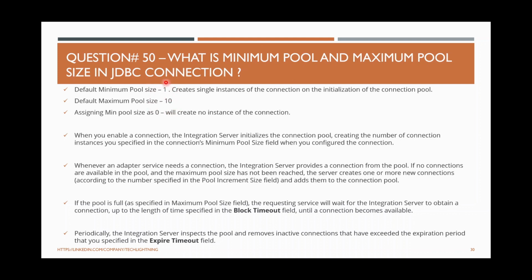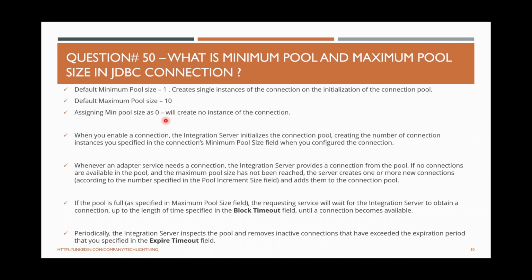So what is this? When you create a connection and enable it, whatever number you mention as the pool size, it creates that many instances. For example, if I specify 1, it creates a single instance of the connection on initialization of the connection pool. When you enable the connection, it initializes the connection pool, which maintains all your connections. If you say 1, it creates and keeps one connection for you. For example, if your adapter service is going to invoke some table using this connection, the pool already has one connection and will serve it readily.